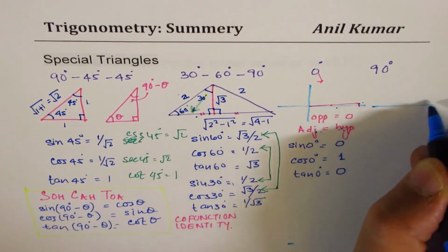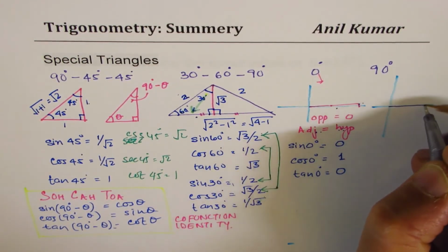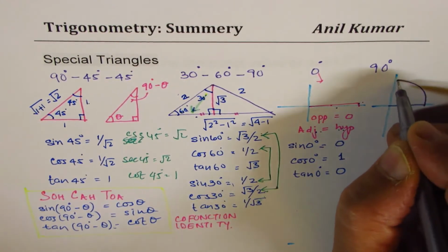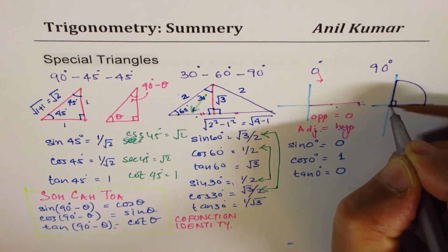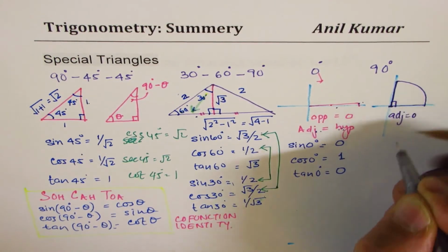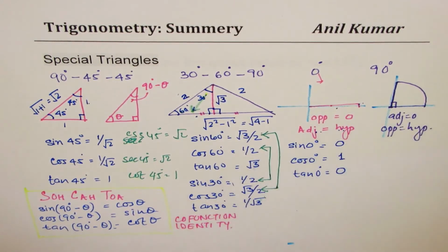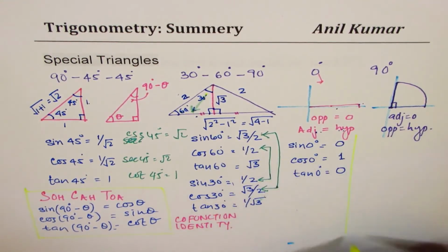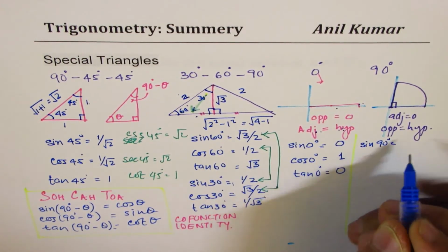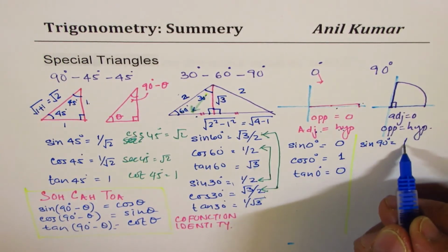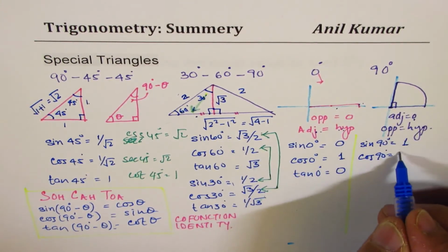Now what happens when you consider 90 degrees? So let's say that is my radius, right? If I increase it and come to this place, that becomes 90 degrees. Now the triangle formed is like this, where the adjacent side is 0, and the opposite side is equal to the hypotenuse. So in this case, sine of 90 degrees, since opposite is the same as hypotenuse, will be 1. As far as cosine is concerned, the adjacent side is 0, so that is going to be 0.